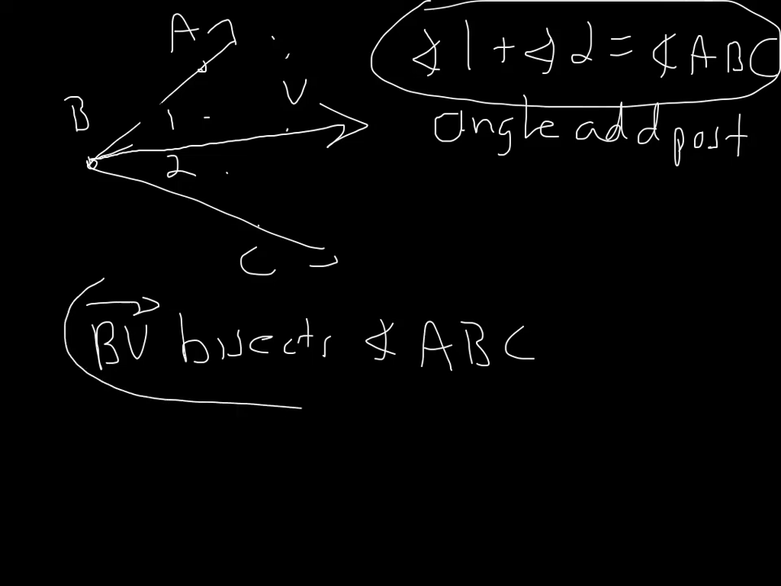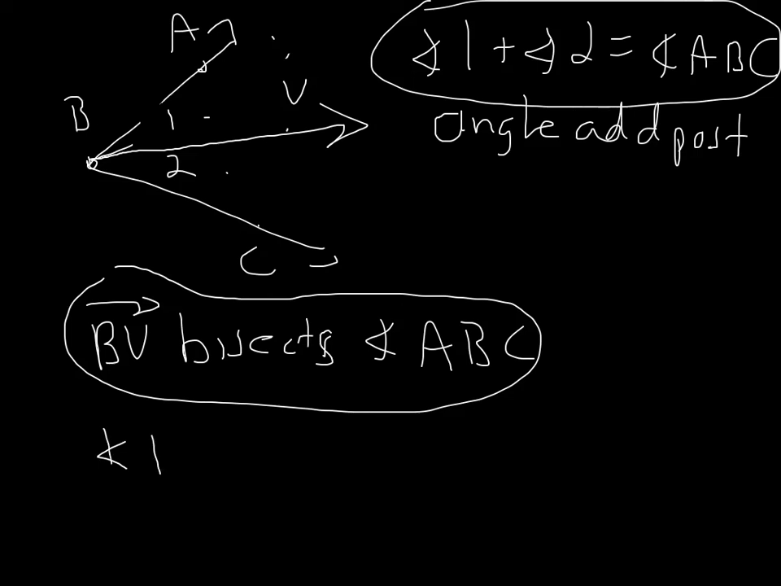But if BV bisects angle ABC, a bisector is similar to a midpoint. In this case, instead of having two equal segments, we have two equal angles. So the equation you can think of would be angle 1 equals angle 2. And that's by definition of angle bisector.